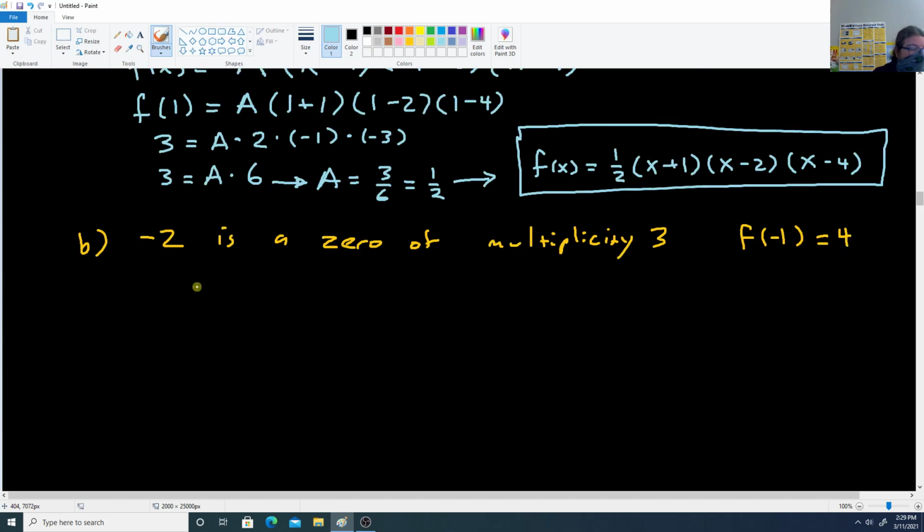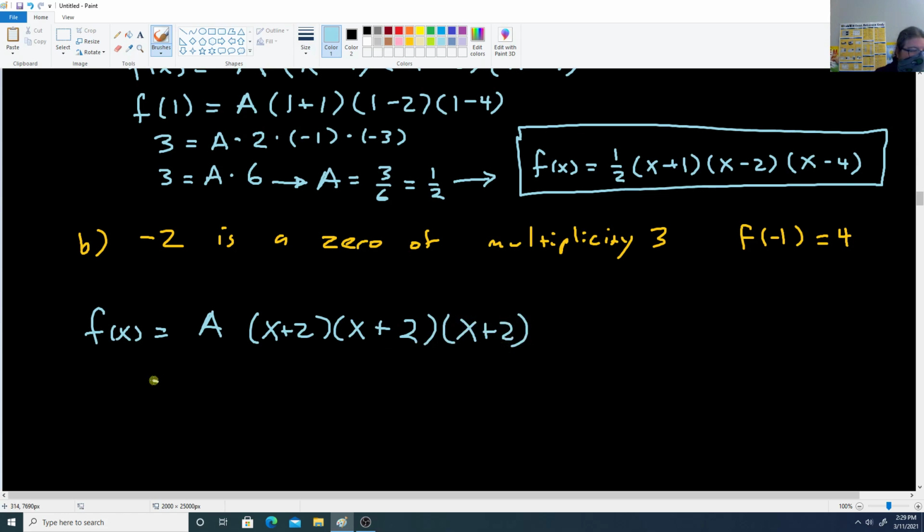So moving down here, -2 is a 0 of multiplicity 3, and we want f of -1 to equal 4. So we'll say f of x is going to equal a times, if -2 is a 0 of multiplicity 3, that means the x plus 2 factor needs to be counted 3 times, which we can write as a times x plus 2 cubed.